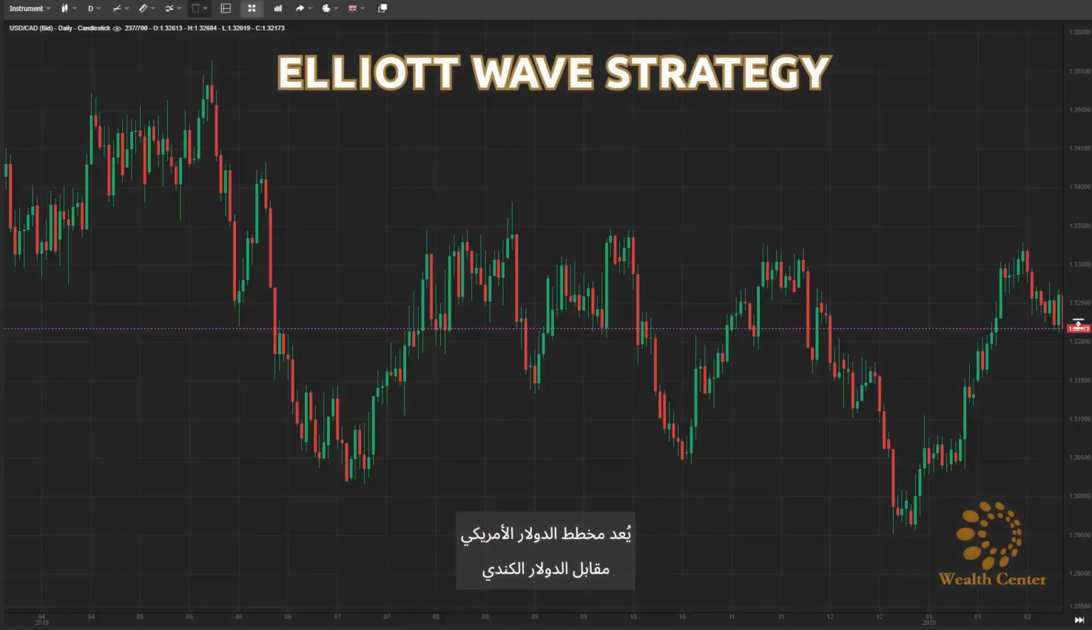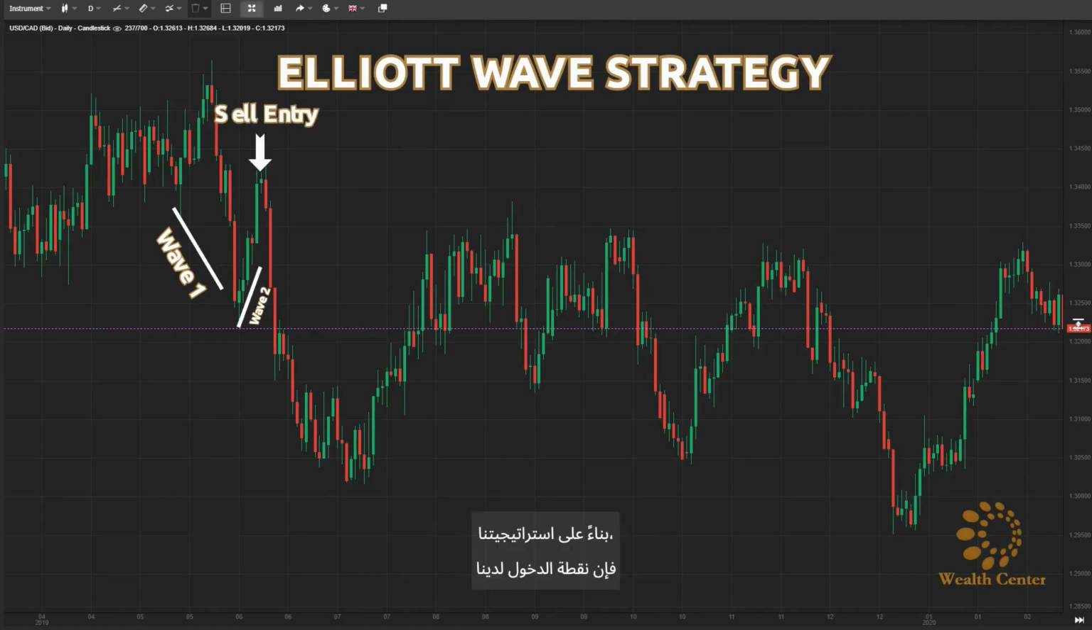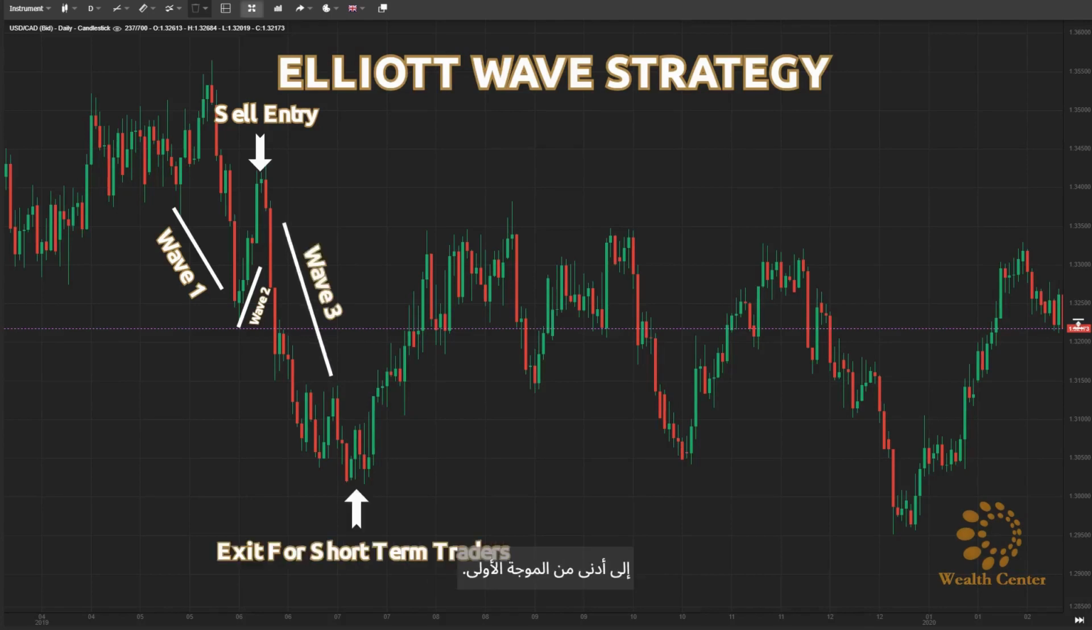This USD CAD chart is a classical example of a complete 5-wave pattern. The first downwards wave started from 1.3550 and ended when the second wave started from 1.3250. Based on our strategy, our entry point is where the second wave ends, and that is near 1.3430. The third wave eventually takes the price lower than the first wave. Now, this is the exit point for short-term traders, while the long-term traders can hold their position until the end of the 5th wave.